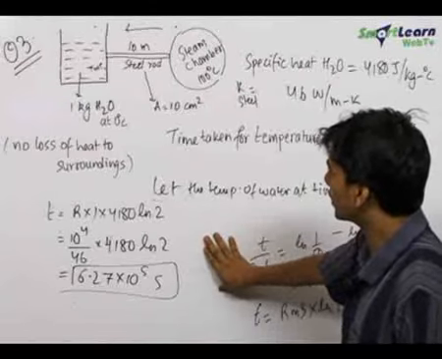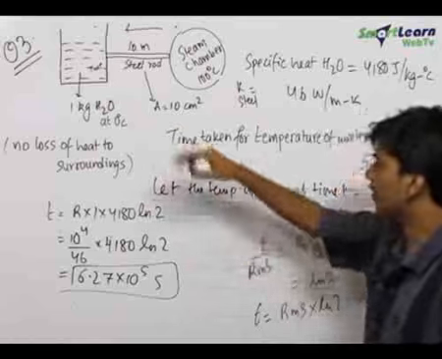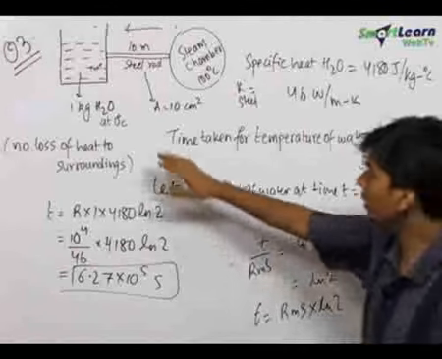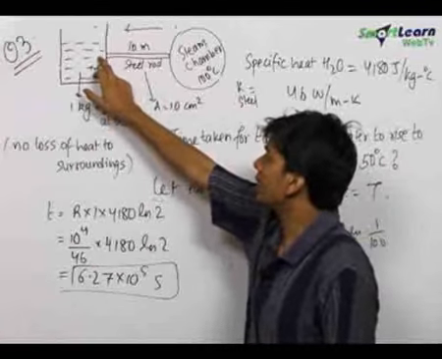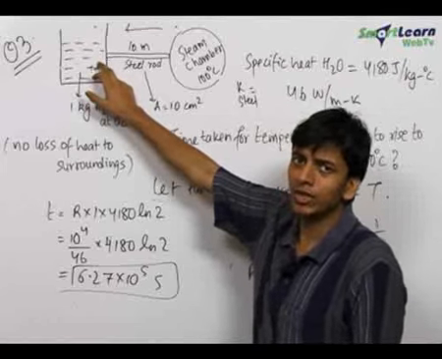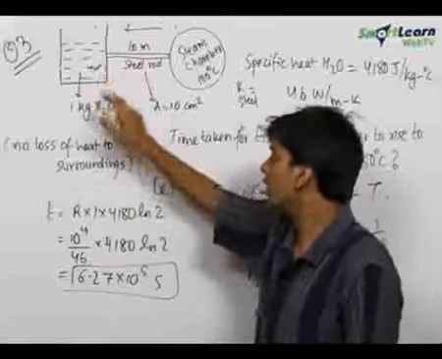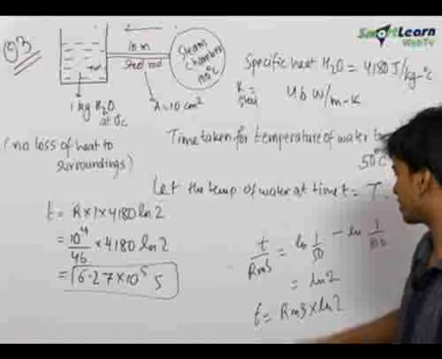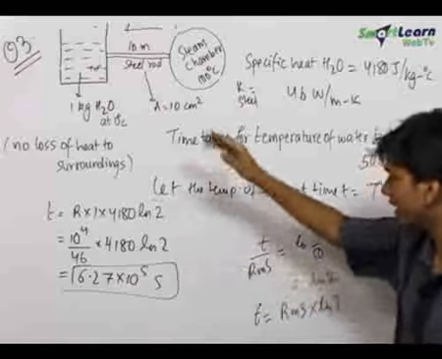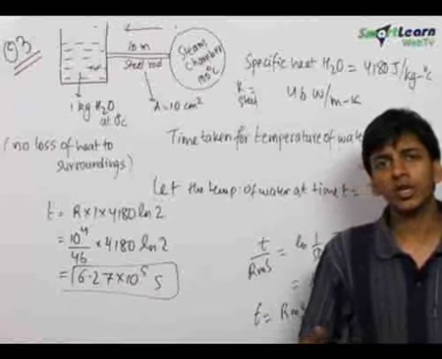The important thing which you should have noted down in this question is that we have to integrate, because the temperature at this end is keeping on changing, so the heat current is not constant. Therefore, we integrate to find out the change in temperature corresponding to the heat current. So the final answer is 6.27 into 10 raised to 5 seconds.